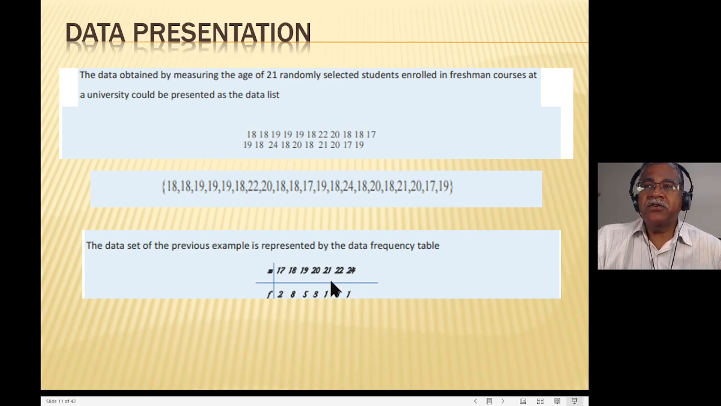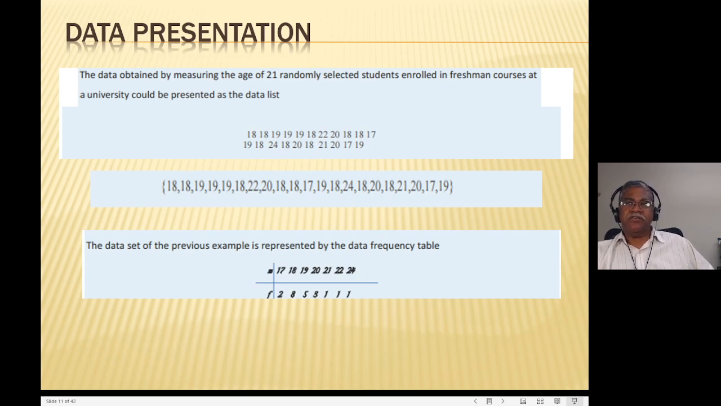But then you can see right away, just from one glance, that the number of 18-year-olds is high, and after that it's the number of 19-year-olds, and then the 20-year-olds, and then the 17-year-olds, and then 21, 22, and 24 is just one person of that particular age, right?